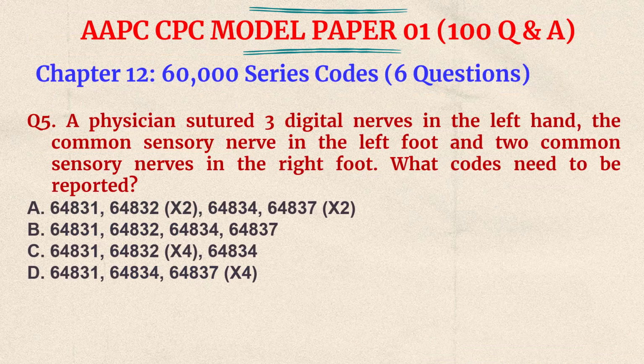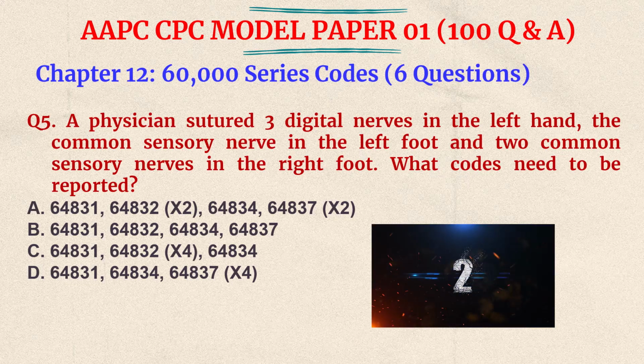Question number 5. A physician sutured 3 digital nerves in the left hand, the common sensory nerve in the left foot, and 2 common sensory nerves in the right foot. What codes need to be reported? So there are 64,000 codes available. Please pause the video, take your CPT code book and find the answer.